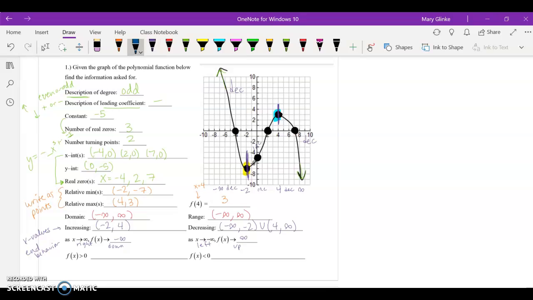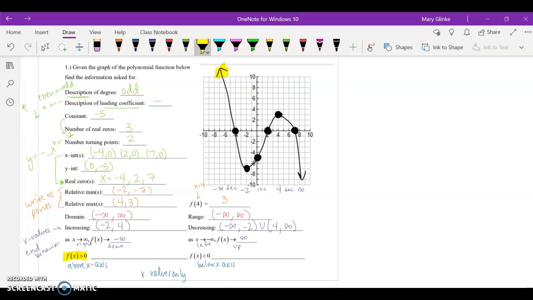The last two are asking, where's our graph above the x-axis? And where's the graph below your x-axis? Again, these ones are going to use x values only. And this is dependent on your zeros. So I'm going to erase the notes that I have on my graph so I can more clearly picture that.